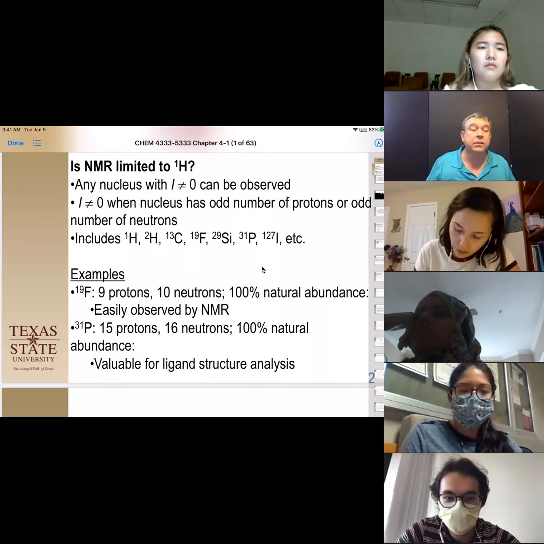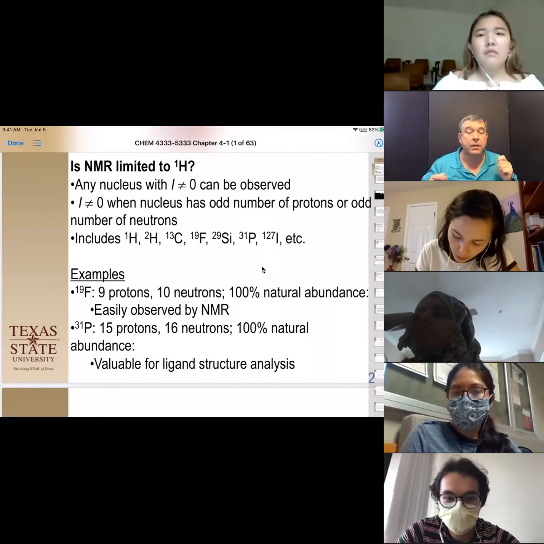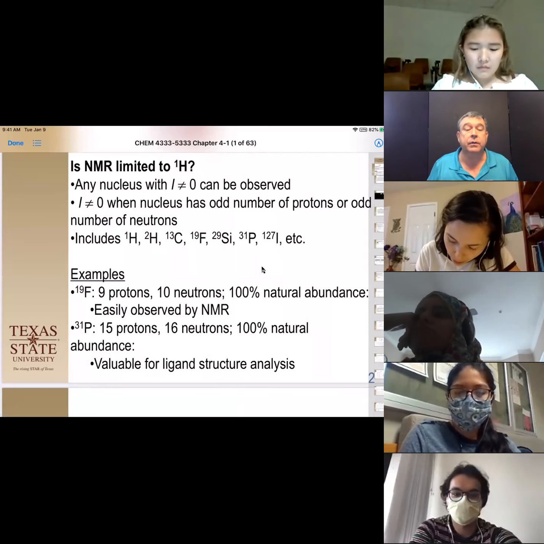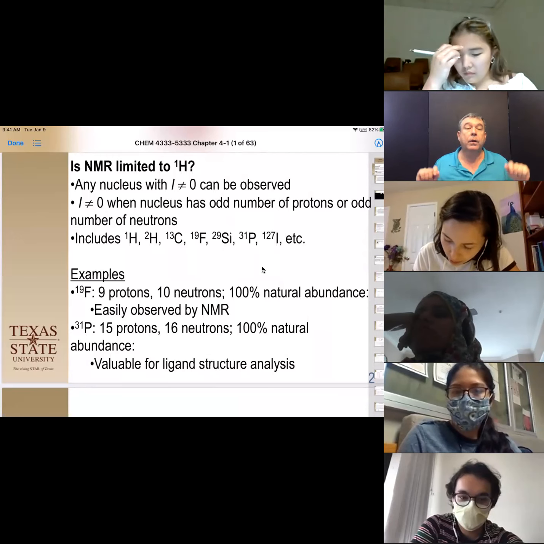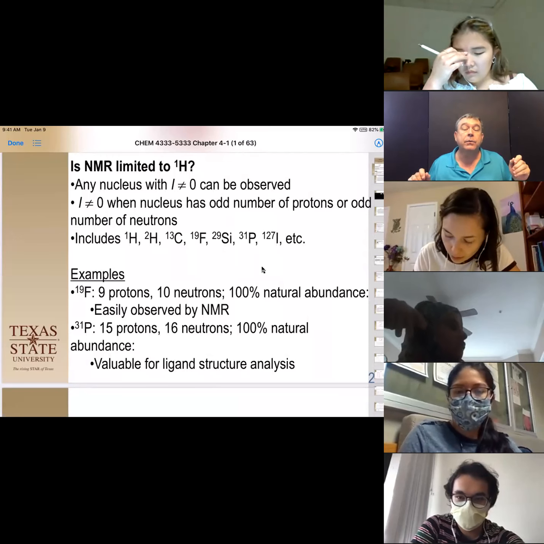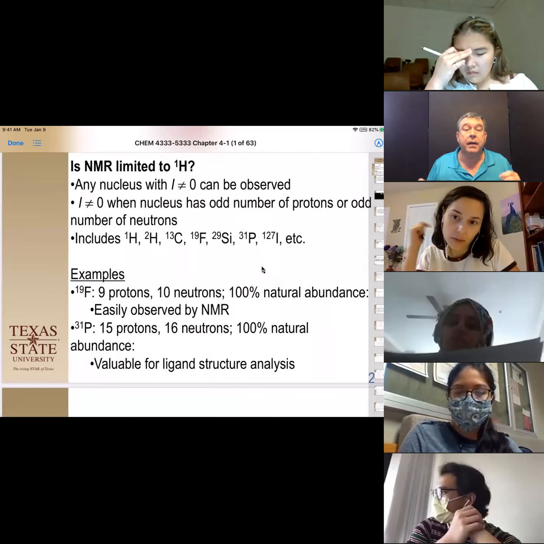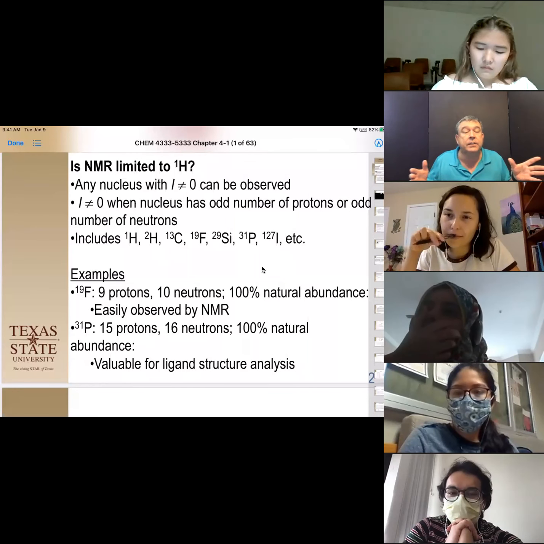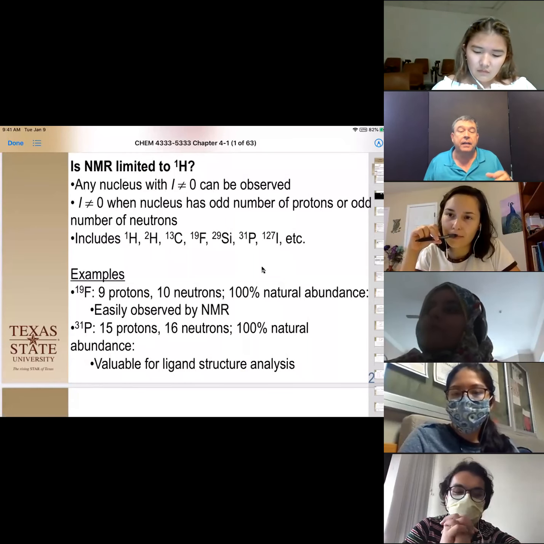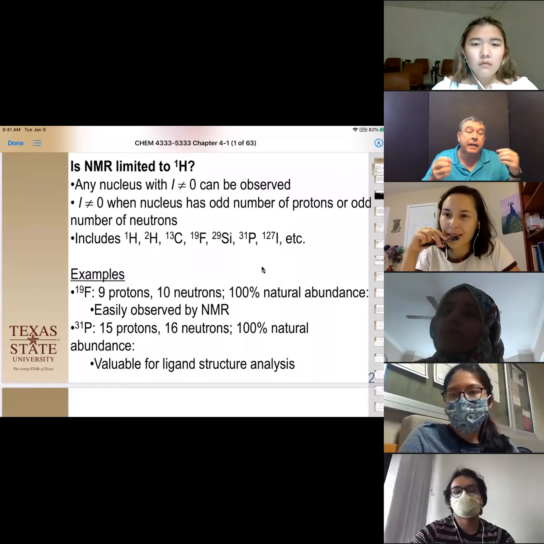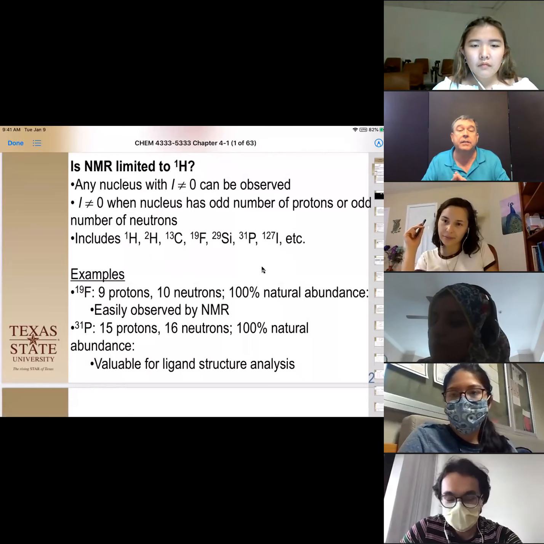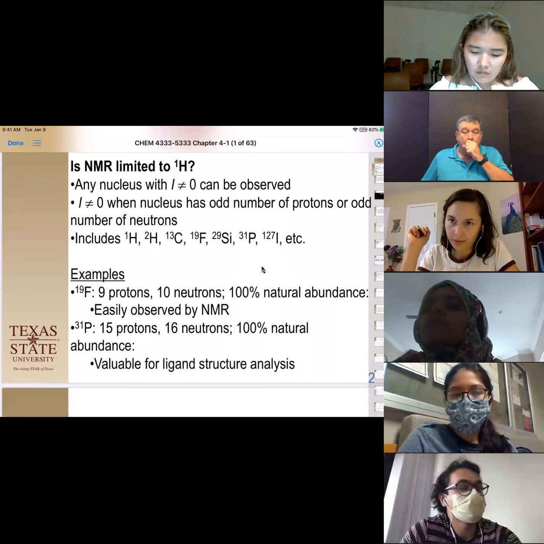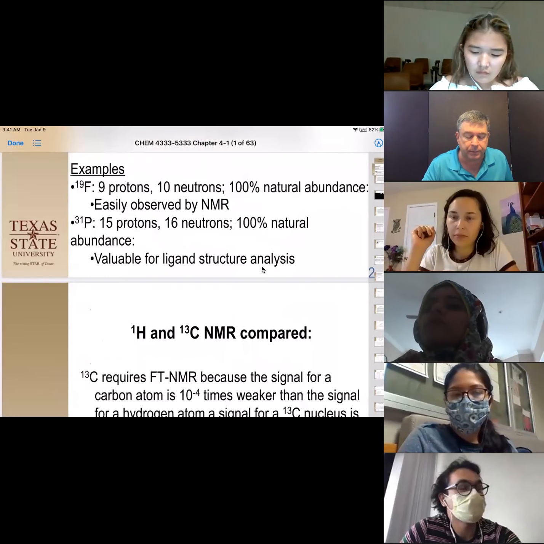The other good one is phosphorus. Phosphorus actually has 15 protons and 16 neutrons, and it's also 100% abundance of phosphorus-31. And this is great for organometallic complexes that use phosphorus-containing ligands, because when we look at those ligands, we can actually watch the shift of the phosphorus as it's binding to different metals. And so we can look at, did I actually form the compound I want? Did it displace? Is it two metals? Is it one metal? We can see all that with our phosphorus NMR.